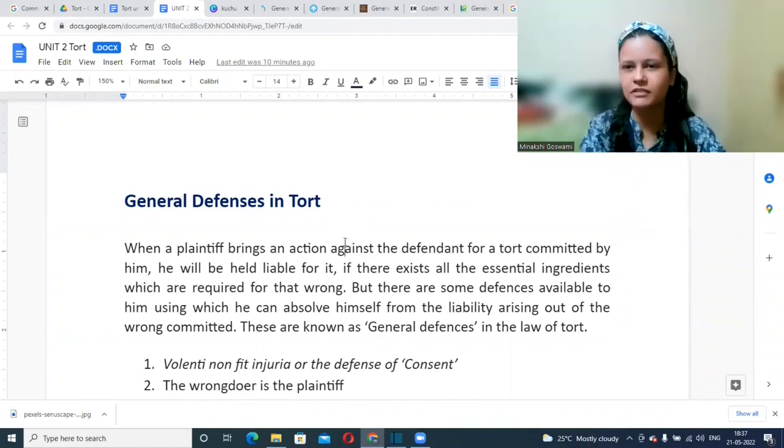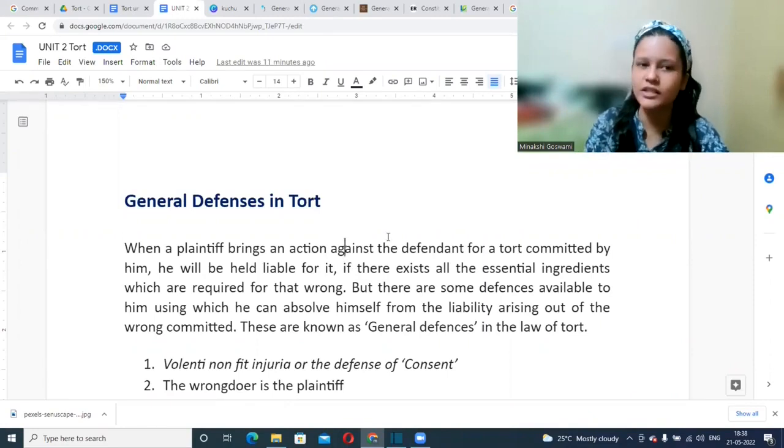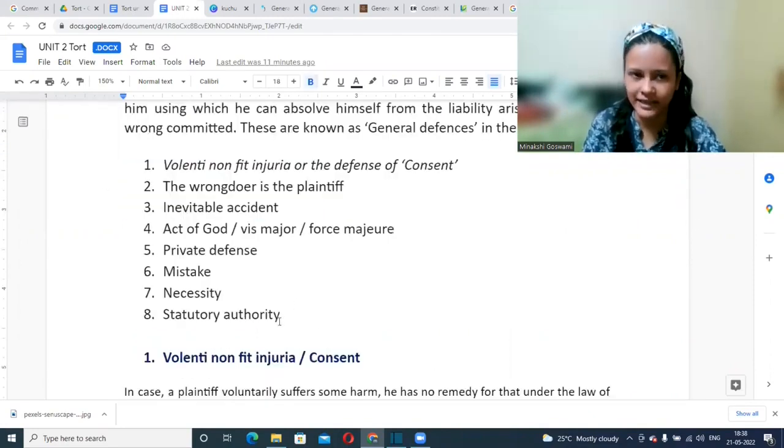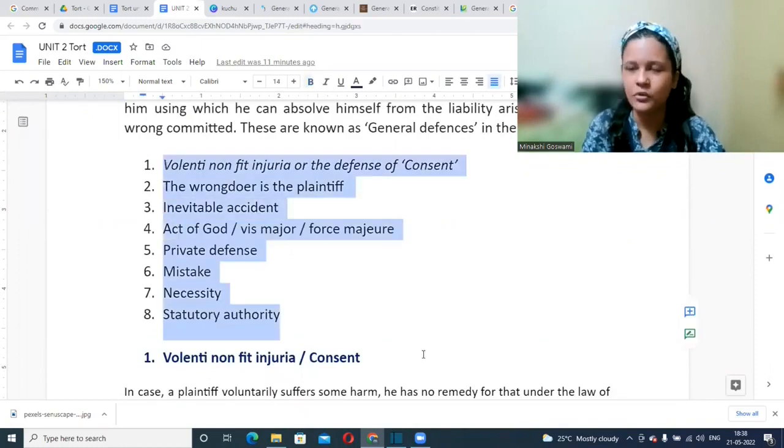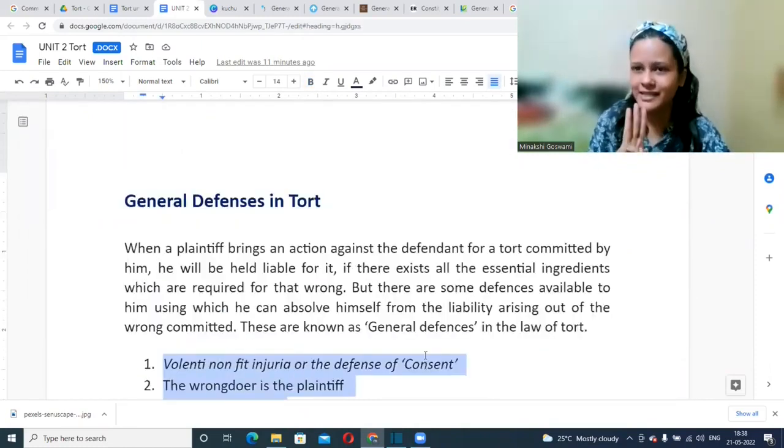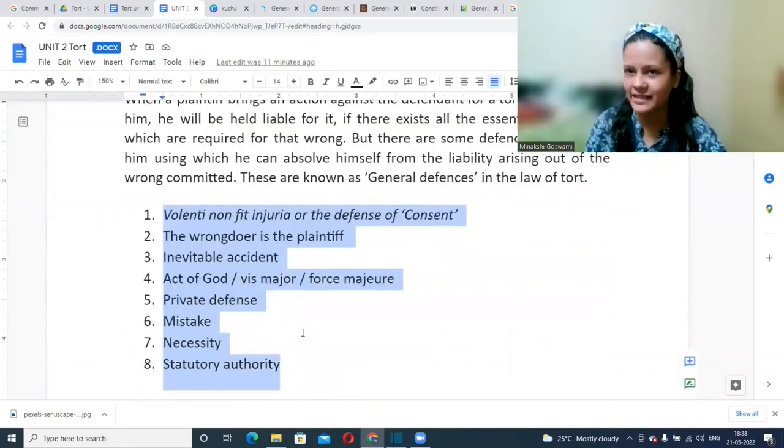There may be some specific situations that he can give in order to escape the liability. He can say that it's not that I did it with my own intention, but it was because of this that it happened. So general defenses in tort are nothing but 8 situations wherein even though the 3 essentials are satisfied, the defendant can try to escape the liability. If he can prove any of these 8 defenses, he can escape the liability.